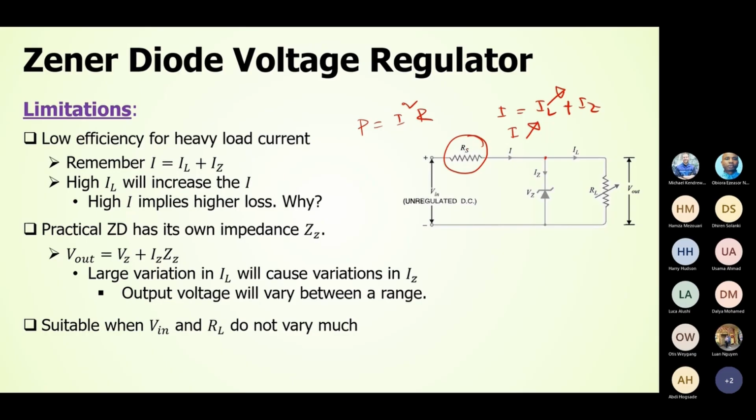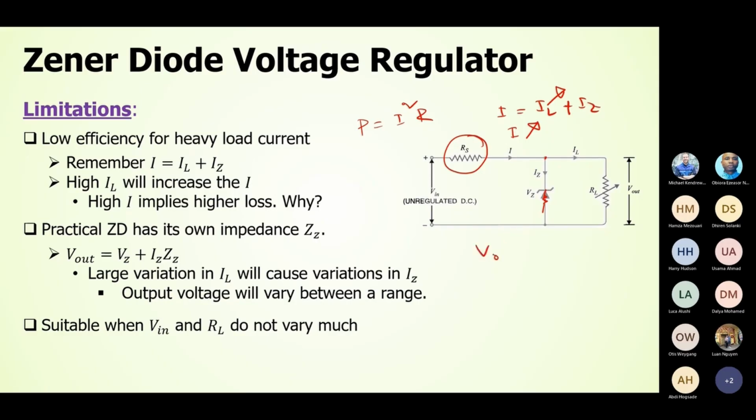Moreover, although we say that the Zener diode's voltage is constant, in practice it is not true, because the practical Zener diode is not an ideal device. It has its own impedance or internal resistance.